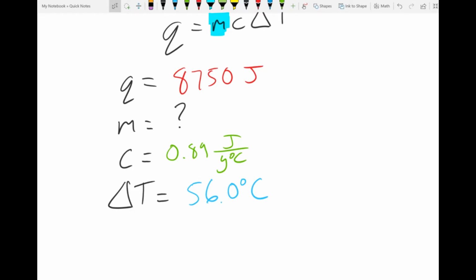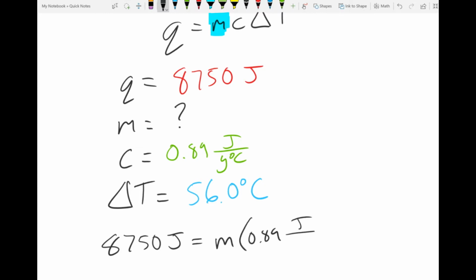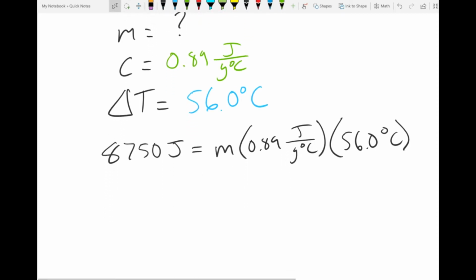Okay, well, we have 8,750 joules is equal to, well, we don't know the mass, so I'm going to go ahead and just write M to represent mass. We know specific heat is 0.89 joules per gram degrees Celsius, and then we also know that the change in temperature caused by that energy is 56 degrees Celsius. So from here, all you really have to do is do the math.